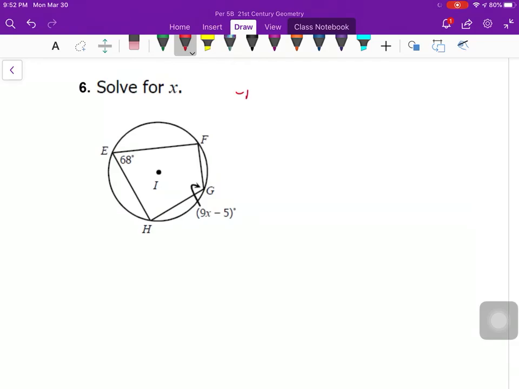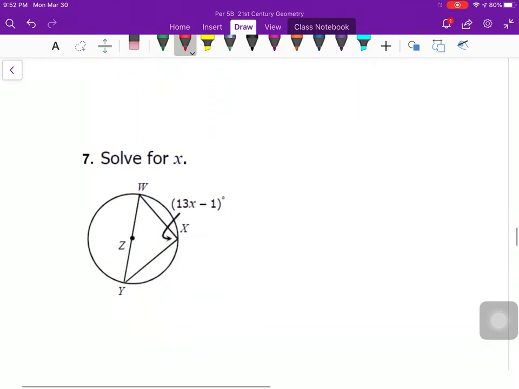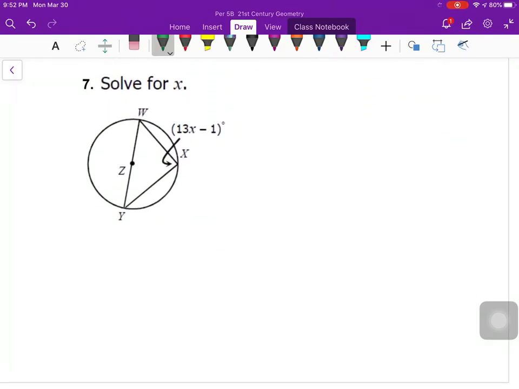So I get 96. Let's try another one. Opposite angles are supplementary. So the 68 plus the 9x minus 5 equals 180. 9x plus 63 equals 180. 9x equals 117. Divide by 9. X equals 13.